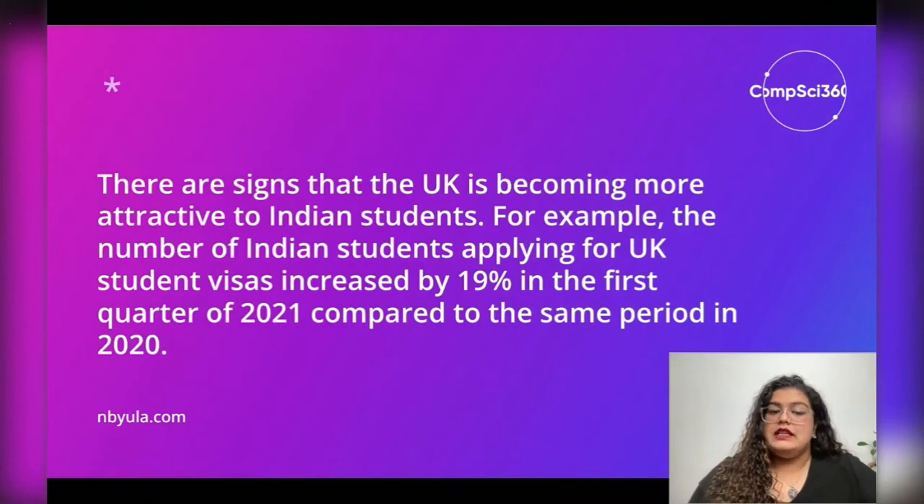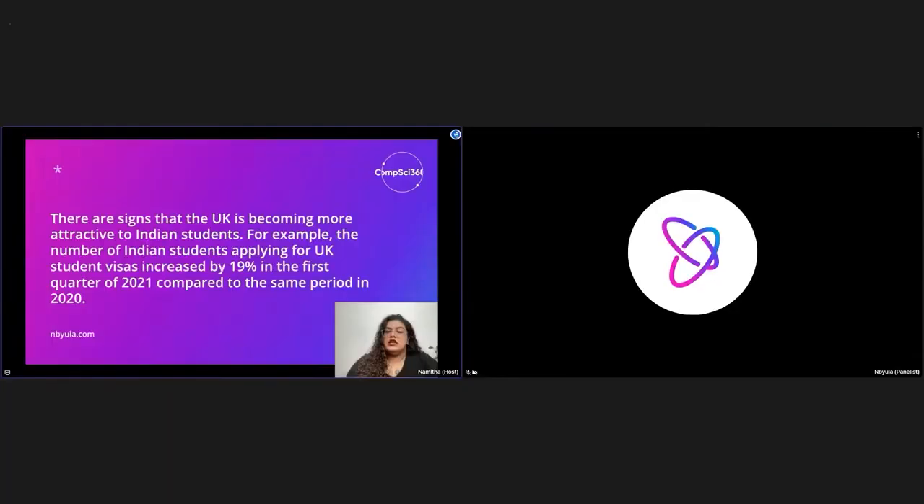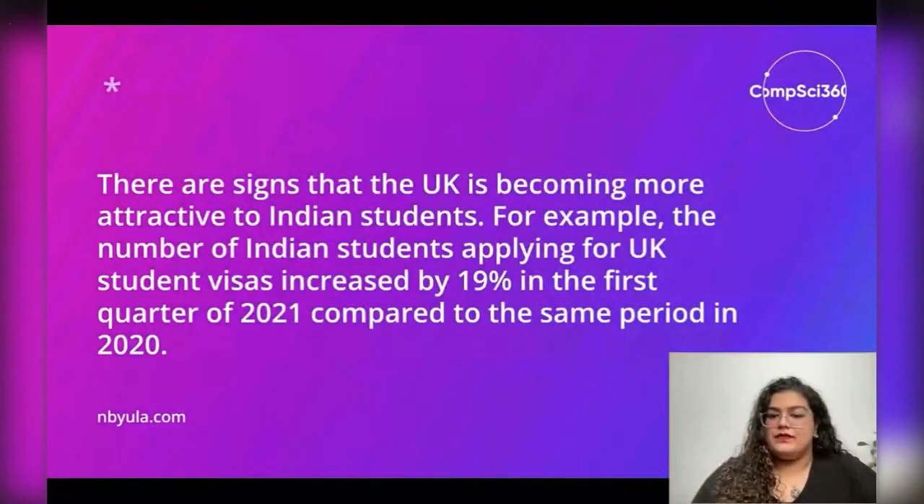For example, the number of Indian students applying for UK student visas increased by 19% in the first quarter of 2021 compared to the same period in 2020. This may be due to the UK government's new graduate route visa, which allows international students to stay in the UK for up to 2 years after they graduate to work or look for work.